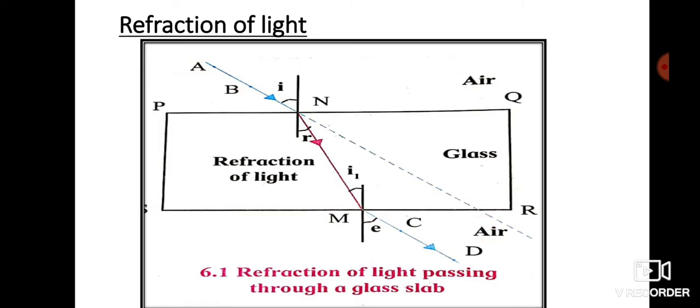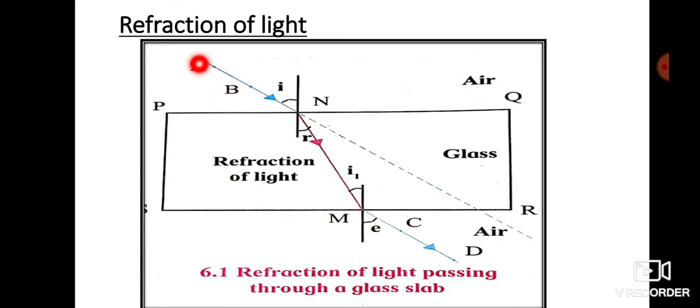So we are going to trace the path of light when it travels from one transparent medium to another transparent medium. I repeat, in this diagram, we are going to trace the path of light when it moves from one transparent medium to another transparent medium. So we have the first transparent medium here, air, AN.